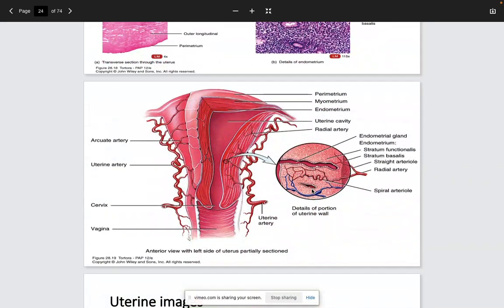This is going to just show you blood supply here. This is the uterine artery as it will branch off into the arcuate arteries. Then you'll get branched off into the straight arterioles and then the spiral arteries as they penetrate the stratum functionalis.